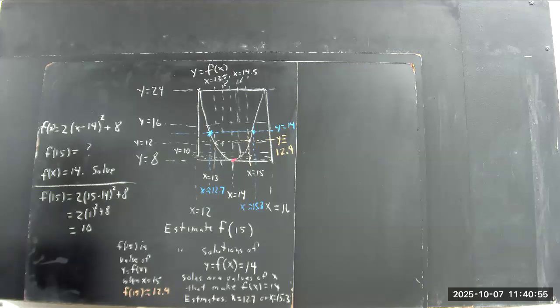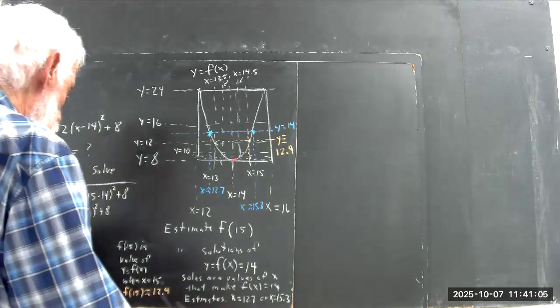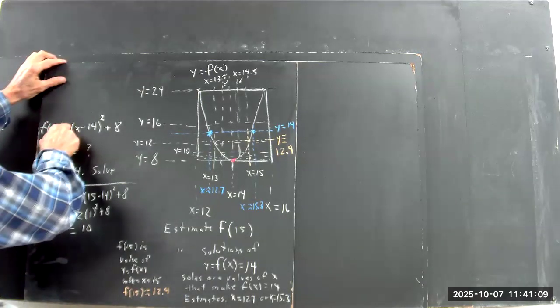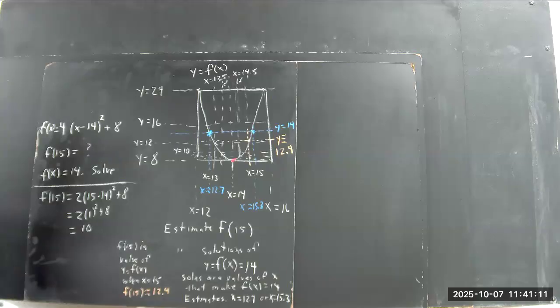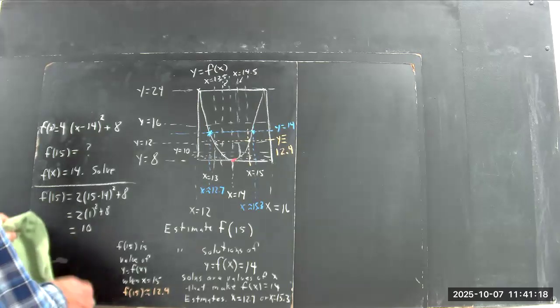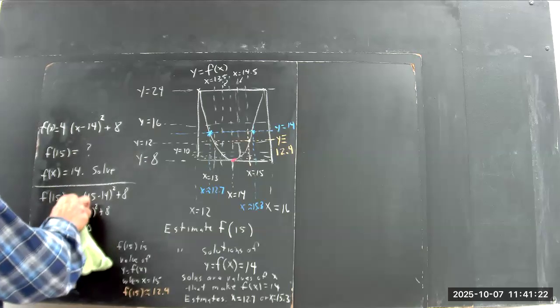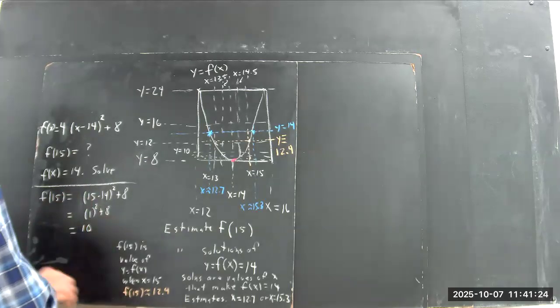The reason I'm a little mystified is I wrote the equation down wrong. I wrote the equation down as 2 times the quantity x minus 14, and it should be 4 times the quantity x minus 14 squared plus 8. So I gave you a wrong equation there. I was very careless when I wrote that down.